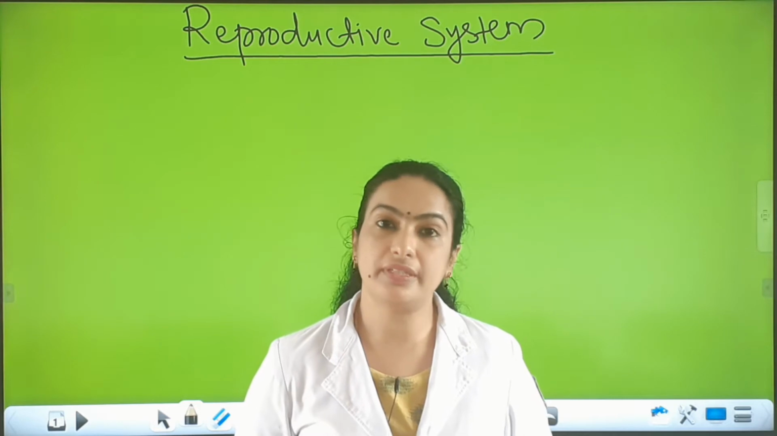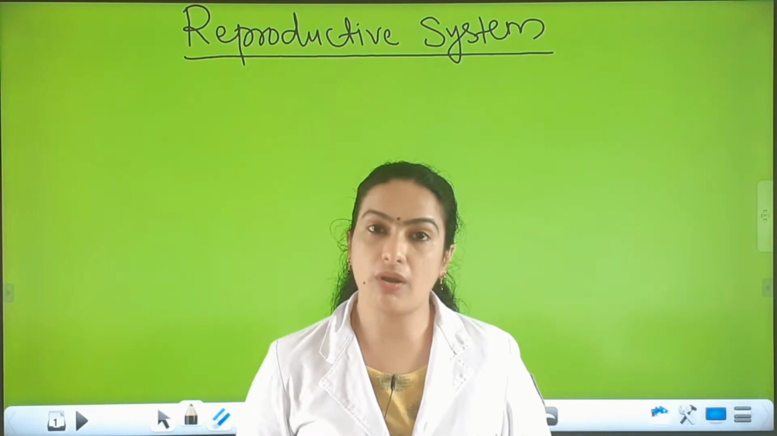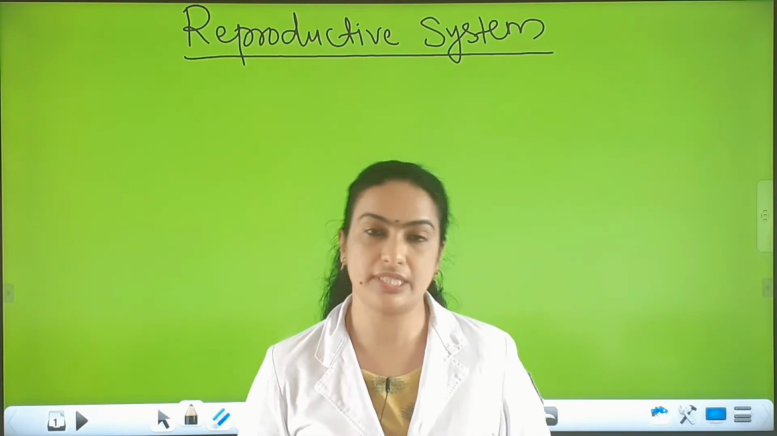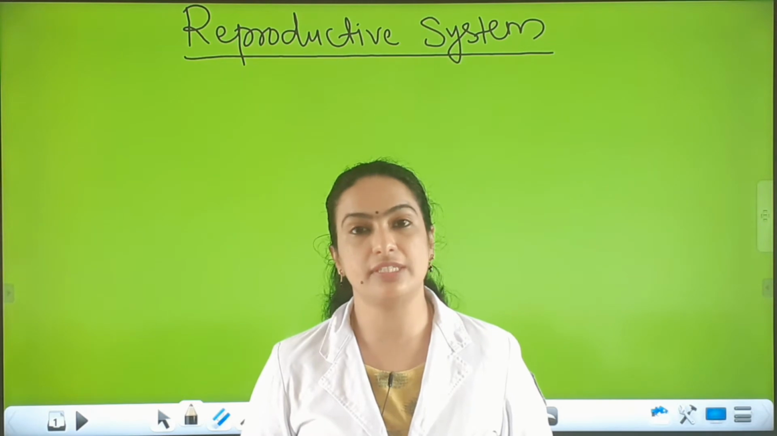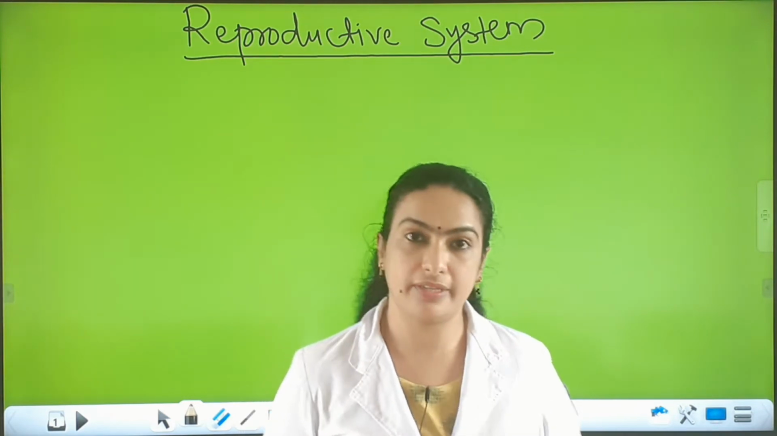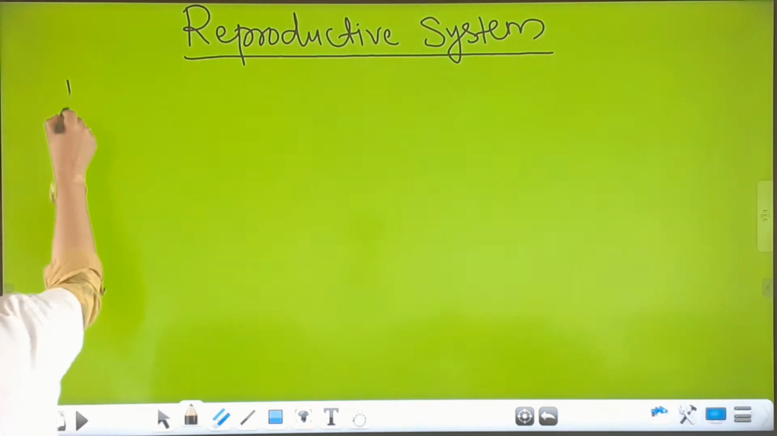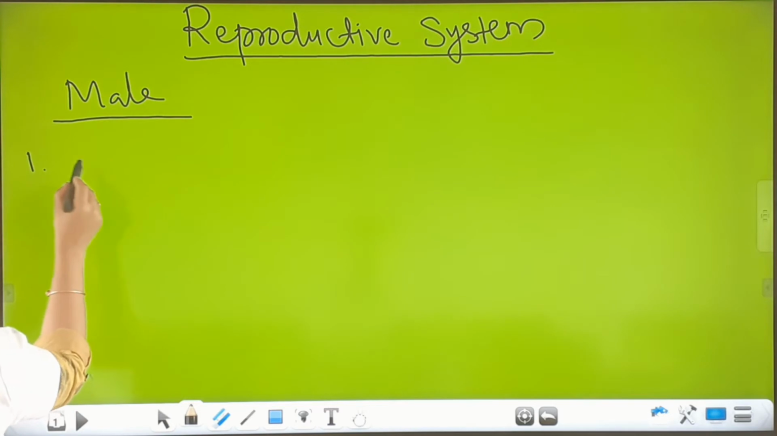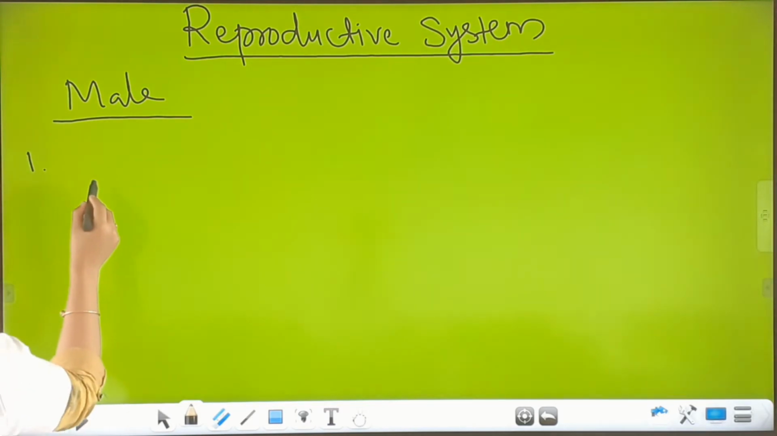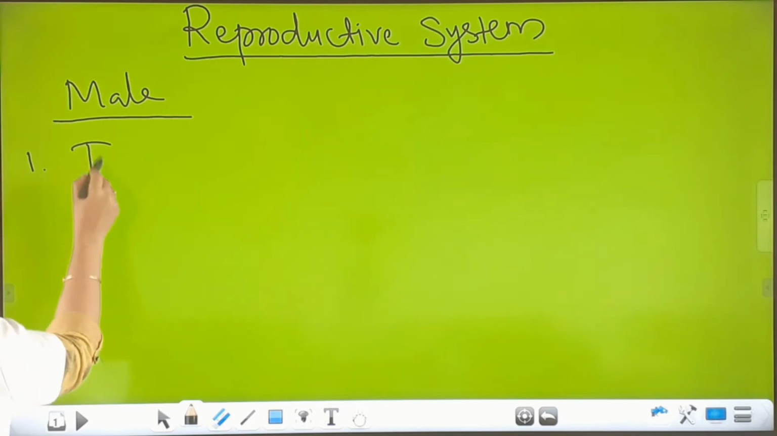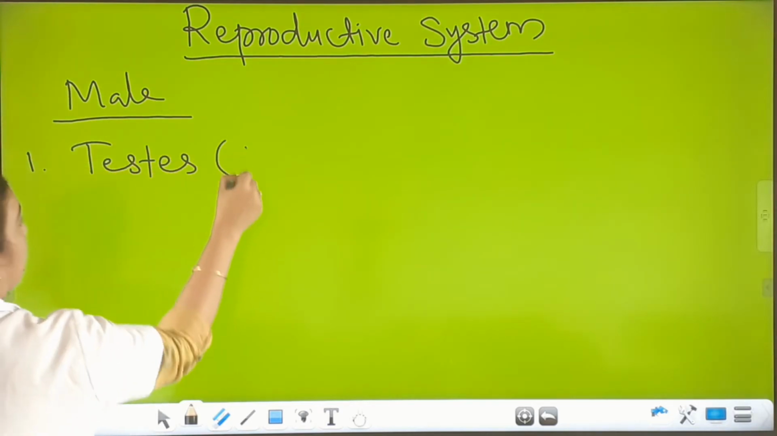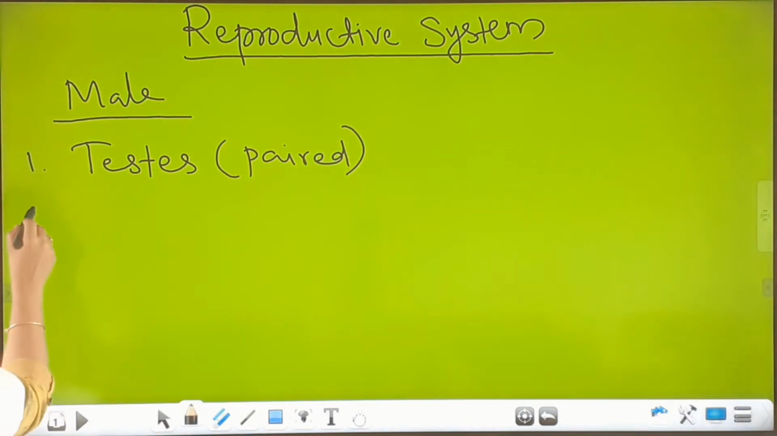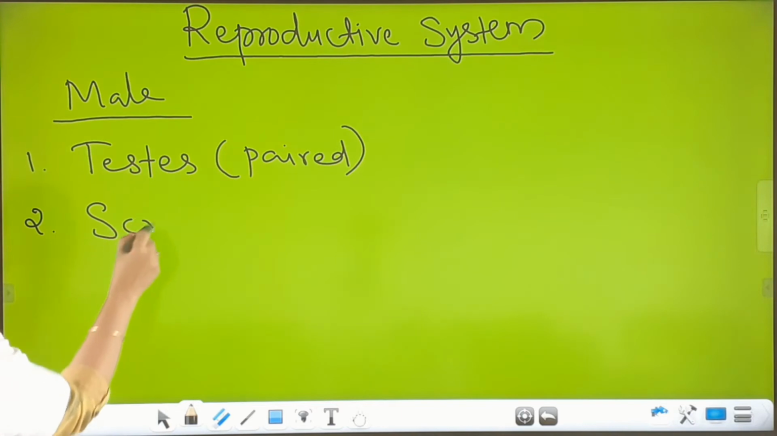So what is a reproductive system? A group of organs which are involved in reproduction are collectively called a reproductive system. So in the male reproductive system we can see the organs such as the first organ, that is the primary sex organ or gonad, a pair of testes. These are paired structures, 2 in number. And the second one is scrotum.